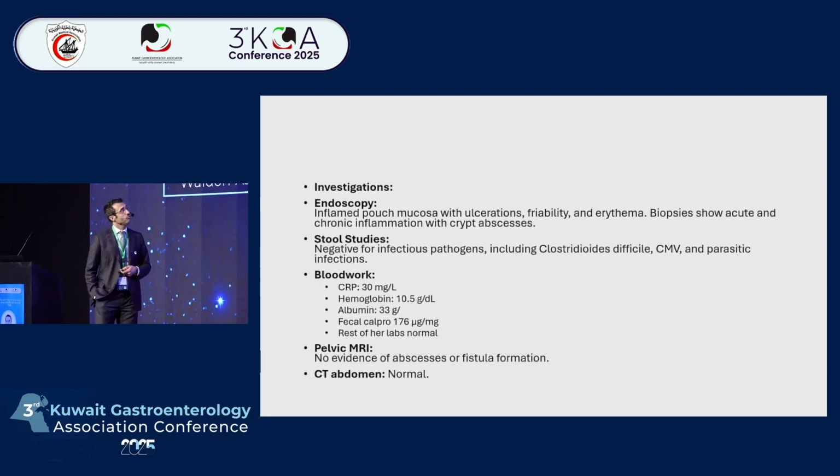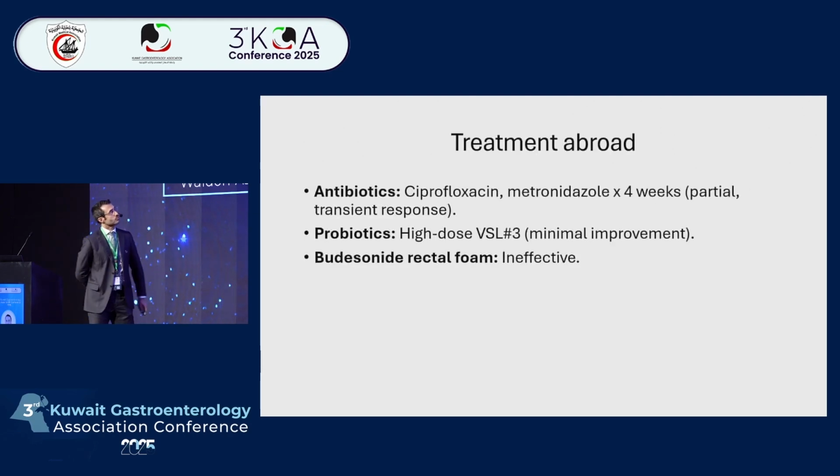Investigation showed inflamed pouch mucosa with ulceration and erythema. Biopsy showed acute and chronic inflammation with crypt abscesses. Stool for pathogens was negative. CRP was 30, hemoglobin 11.3. Fecal calprotectin 176, rest of the labs normal. Imaging was all normal. She got another 4-week course of ciprofloxacin and metronidazole with partial response. She also got VSL#3 with nominal improvement. Rectal budesonide was ineffective.